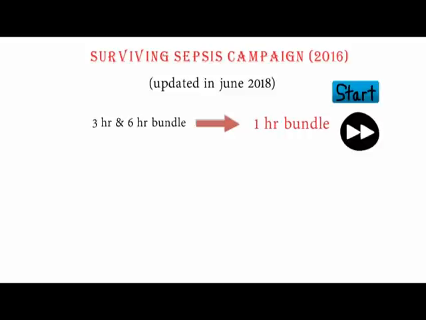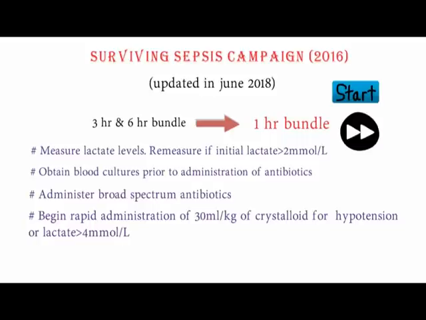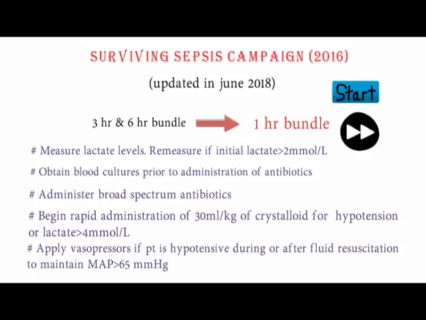So within 1 hour, the things which you need to do whenever you suspect sepsis or septic shock are: first of all, measure lactate level and re-measure if initial lactate is more than 2 millimoles per liter. Second, obtain blood culture prior to administration of antibiotics. Third, administer broad spectrum antibiotics. Fourth, begin rapid administration of 30 ml per kg crystalloids for hypotension or if lactate is ≥4 millimoles per liter. And the last is apply vasopressors if the patient is hypotensive during or after fluid resuscitation to maintain MAP ≥65 millimeters of mercury.